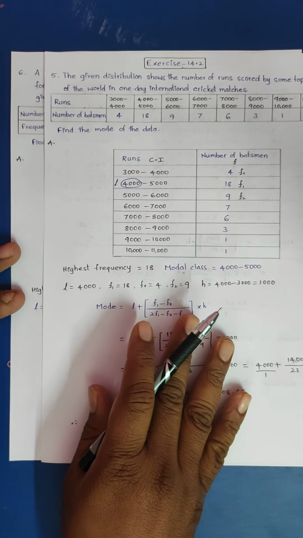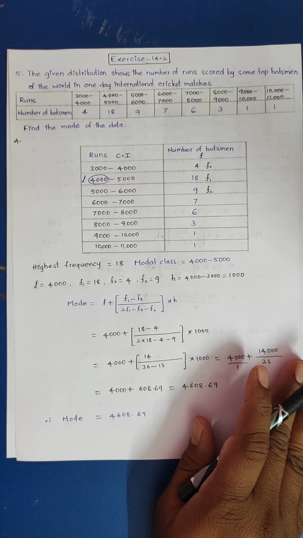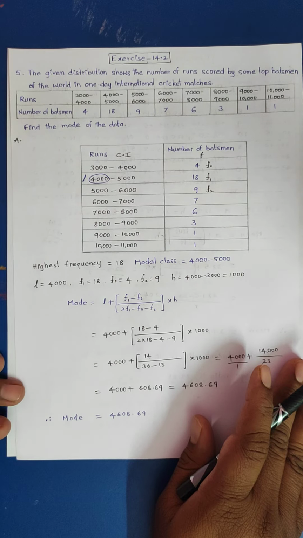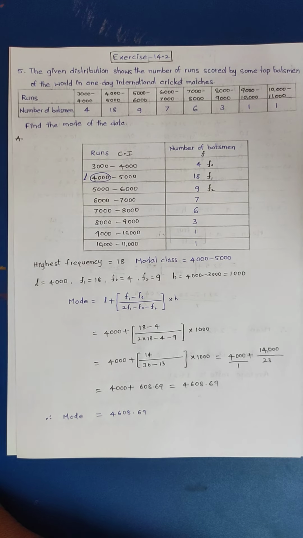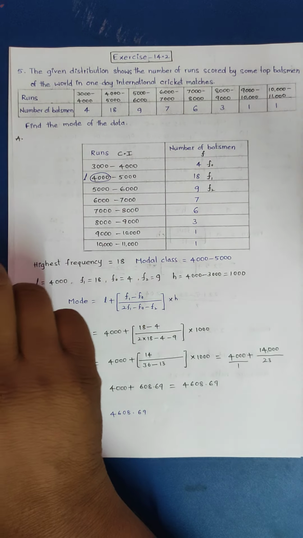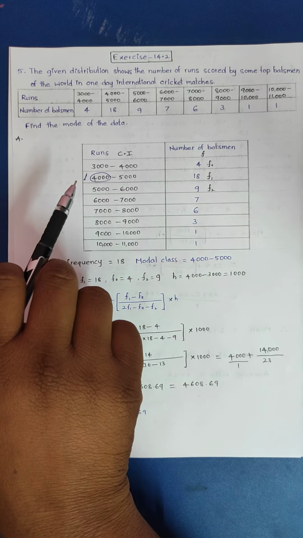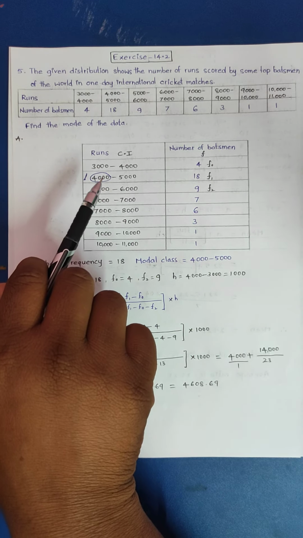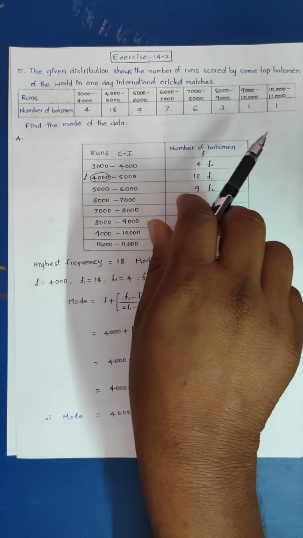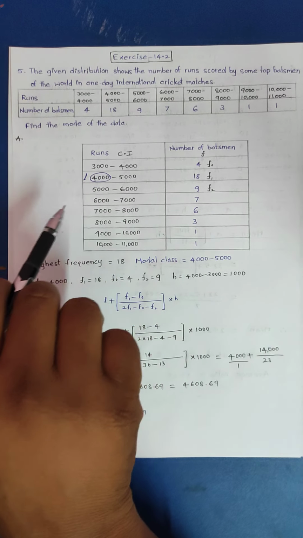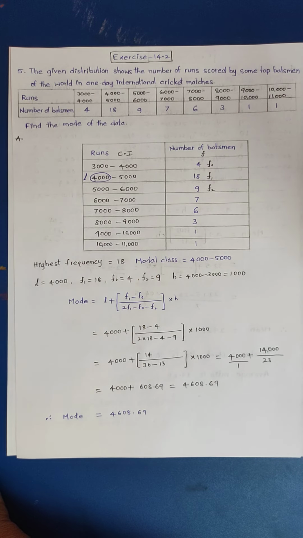Okay. Now next, fifth one. Exercise 14.2, fifth one. The given distribution shows the number of runs scored by some top batsmen of the world in one-day international cricket matches. This is data from cricket, top batsmen's data. Runs 3000 to 4000, how many batsmen are there? 4,000 to 5,000, 18 batsmen. 5,000 to 6,000, 9 batsmen. 10,000 to 11,000, only one batsman is there. This is the data. Find the mode of the data. Asked in this problem, only find the mode of the data.